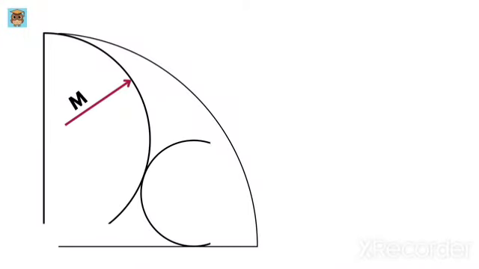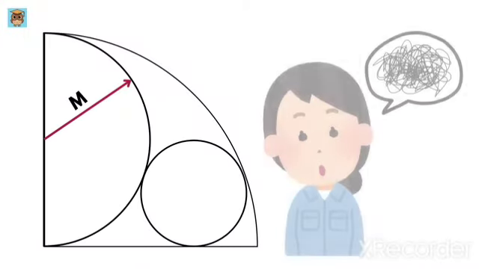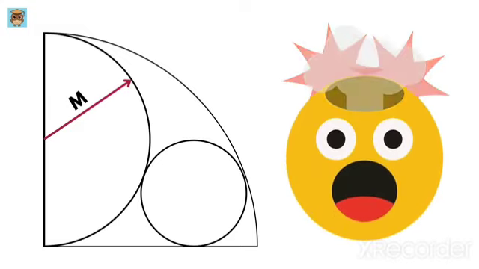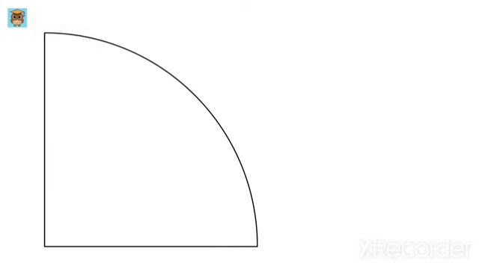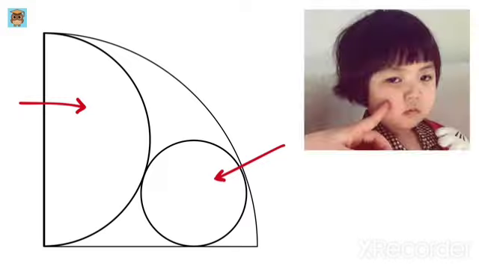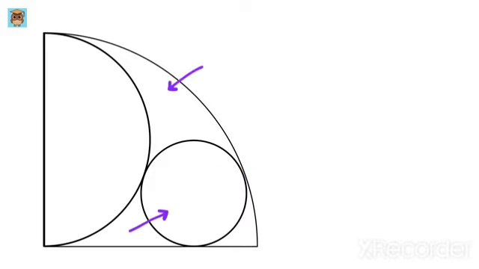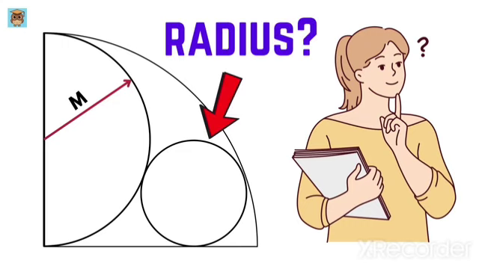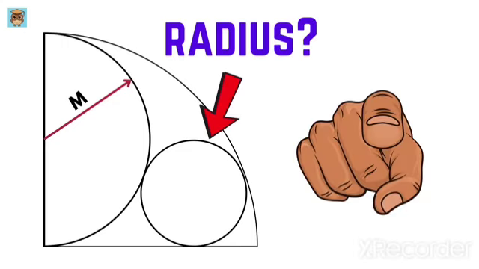This is an amazing geometry question which is going to take away all your brain cells, and the final result will simply blow your mind. We have a quarter circle inside of which we have a semicircle and a circle like this. This circle and the semicircle are externally touching each other at this point, and this circle is internally touching the quarter circle at these 2 points. The radius of this semicircle is m units, and our job is to find out the value of the radius of this circle. So, can you solve it?